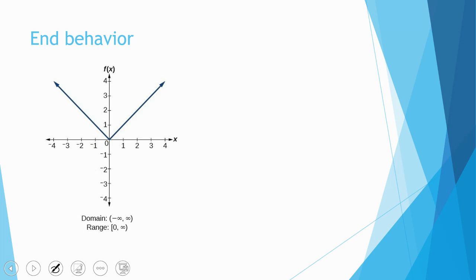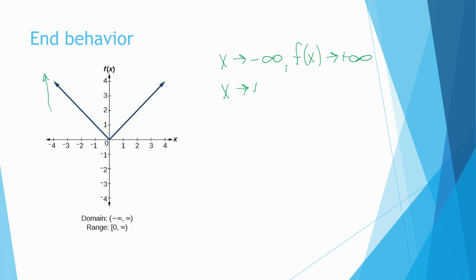Now this one's a little different. This time, as x approaches negative infinity to the left, my graph is actually increasing. So I would say that f of x is approaching positive infinity. As I look at the right, as x approaches positive infinity, the graph is increasing again. You can see it's going up here as well, so f of x is approaching positive infinity there. So this time, both ends are increasing as they leave. Therefore, no matter what x is approaching, f of x is approaching positive infinity.